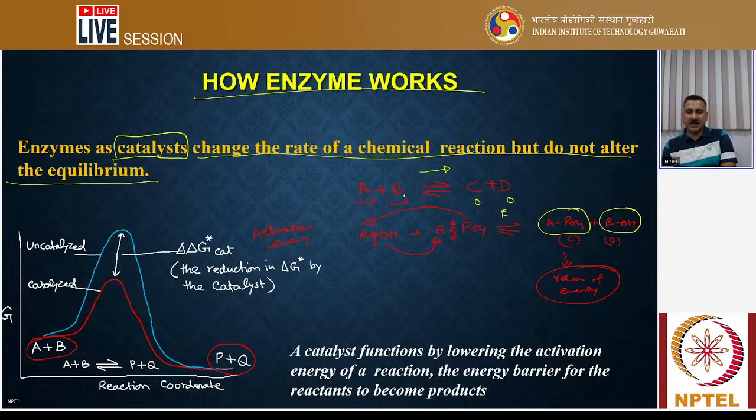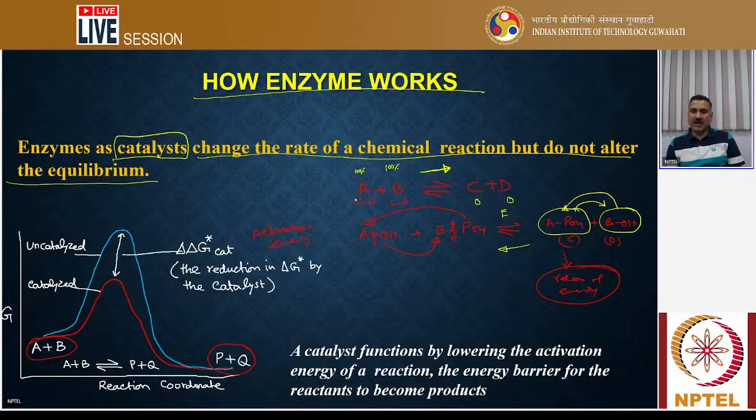Now, when the reaction starts, in the beginning there will be 100% A and 100% B, and 0% of C and 0% of D. So the reaction will run in this particular direction, and as a result it produces C and D. After some time, when C is formed, the same kind of rearrangement also occurs at this particular site, and as a result the reaction will run in the backward direction. And this will continue until they reach an equilibrium.